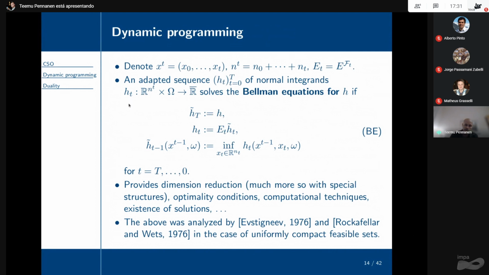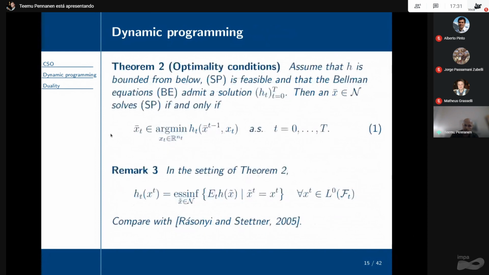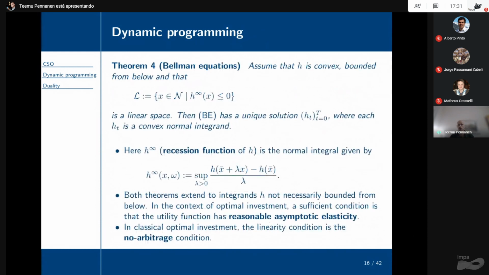The first theorem that I just showed assumes that one exists, and then it proves that you can indeed characterize optimal solutions using those solutions to the Bellman equation. And now the second theorem gives sufficient conditions for existence of a solution to this generalized Bellman equation.